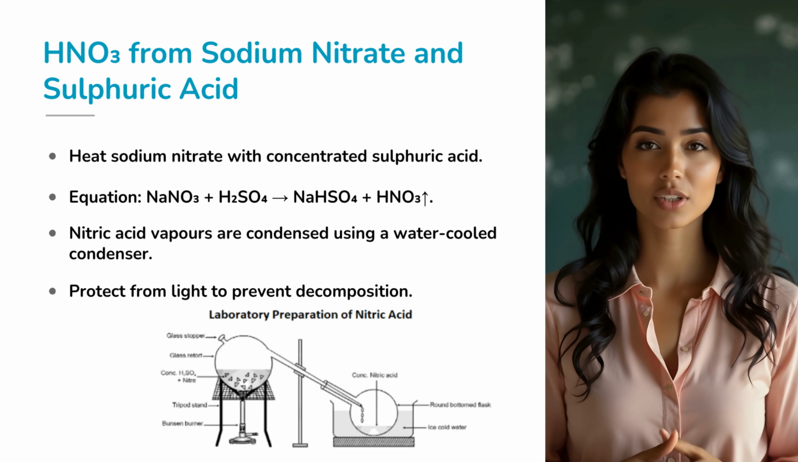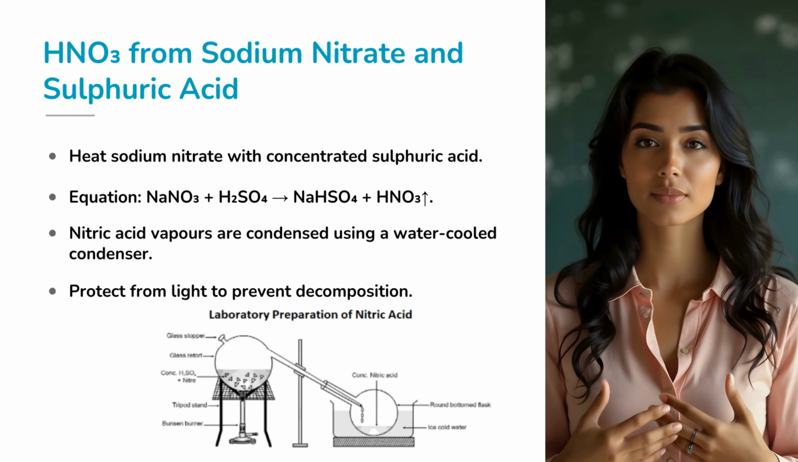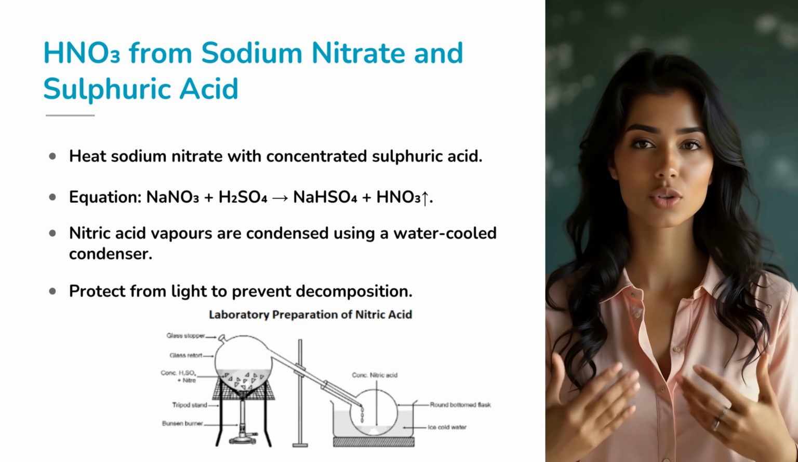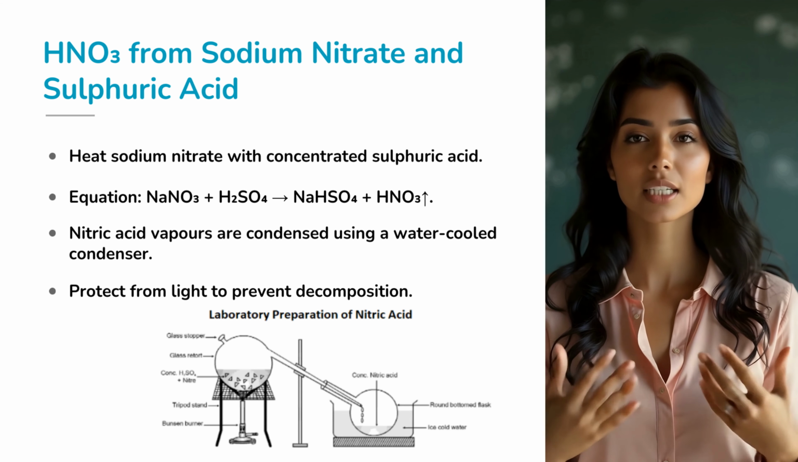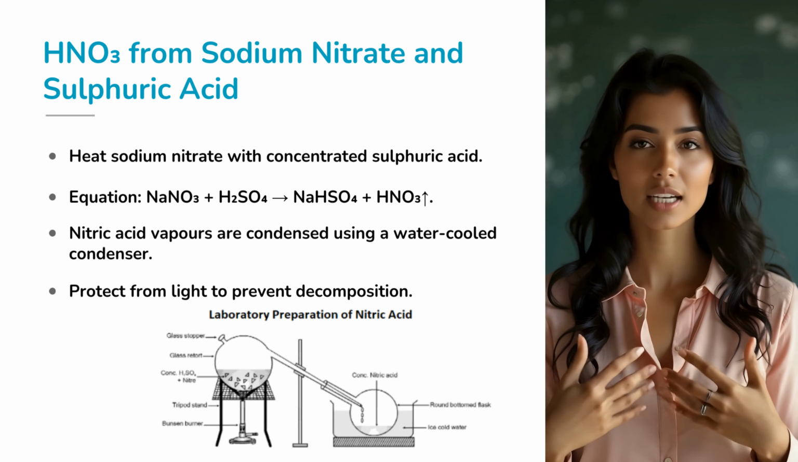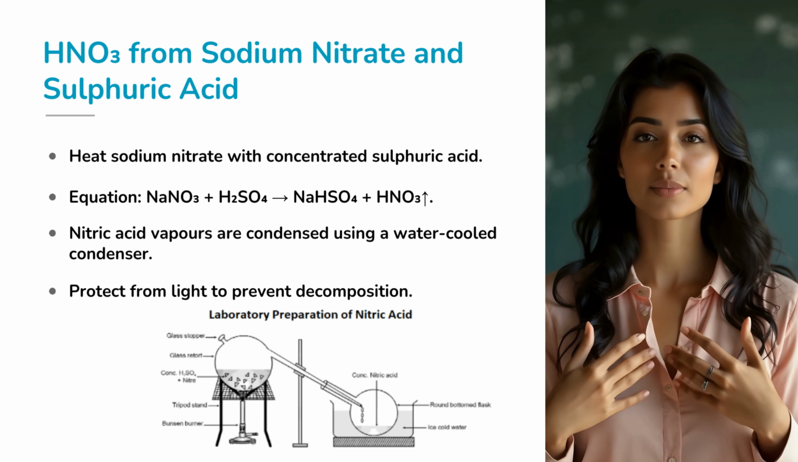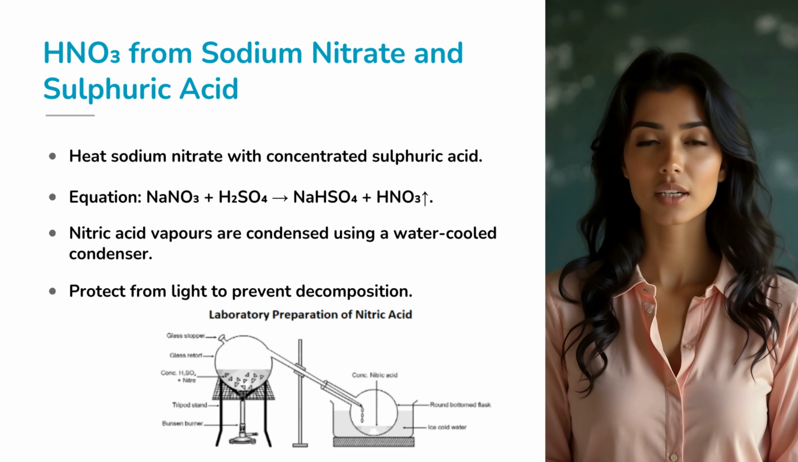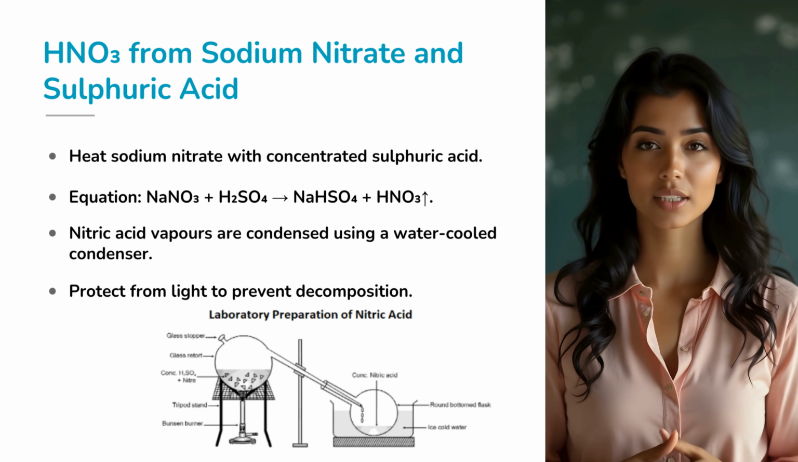Next, let's look at nitric acid. Here, sodium nitrate is heated with concentrated sulfuric acid. This gives off nitric acid vapor along with sodium hydrogen sulfate as a byproduct. The vapor is guided through a water-cooled condenser where it transforms into a clear liquid.